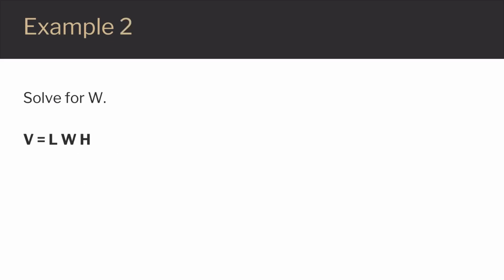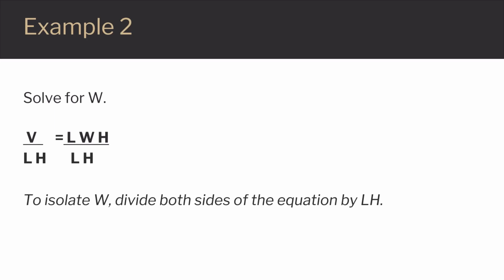Here's another type of example. The equation is volume is equal to length times width times height. To solve for w means that we need to get w by itself. L and H are attached to W by multiplication. The way we undo multiplication is to divide. Remember, what you do to one side, you must do to the other.